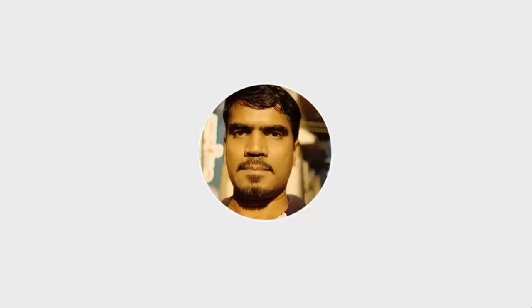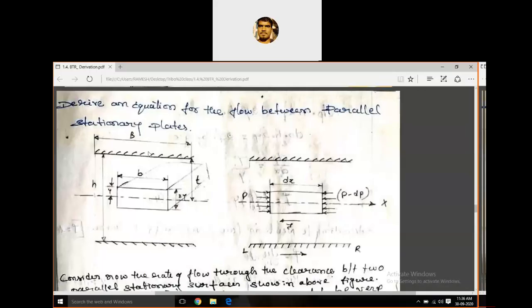Here it's the same figure. These are the two surfaces, surface 1 and surface 2. Between these two surfaces, a fluid or a lubricant is flowing from left to right. Pressure is always more on the left side and less on the right side, so the fluid flows from left to right. These are the two stationary surfaces and they are parallel.